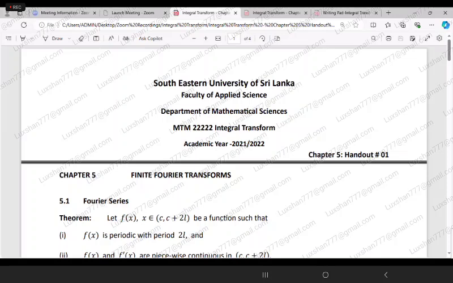I sent handout number 1 and 2. Okay, so with that, our syllabus is over. Tomorrow I will send a tutorial, and we'll try to finish both handouts today itself, so we can finish the syllabus today itself. We need some more time, then we'll think of another session.